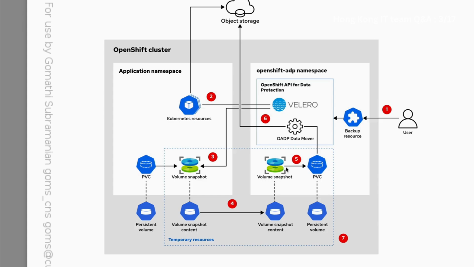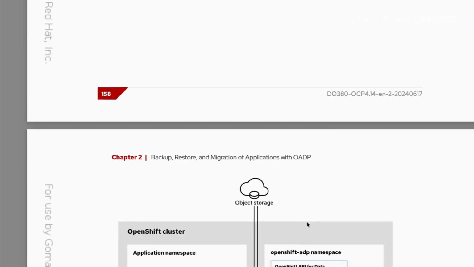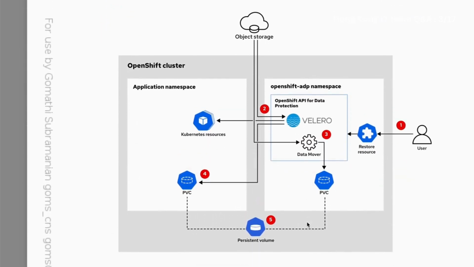Then the data mover uses Kopia to transfer the volume data to the backup storage location. And after the backup is complete, the data mover deletes all volume snapshots and the PVCs that were created during the backup process. So the same process exists for the restore option as well.